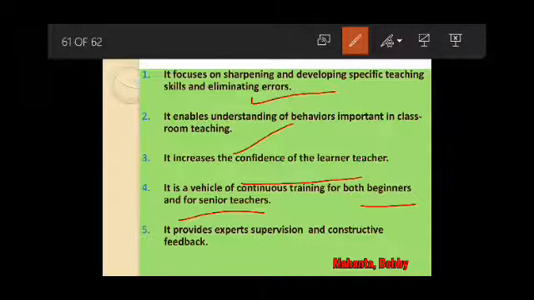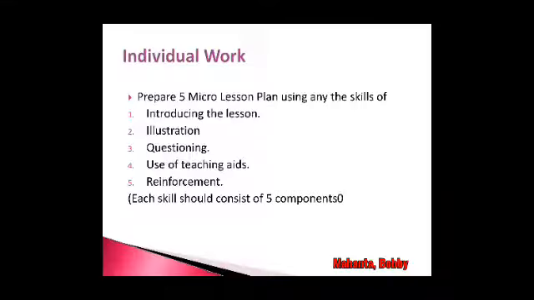And here it provides expertise, supervision and constructive feedback. So feedbacks are being given in a way to bring about improvement. It is not to criticize the trainee, but in order to bring about desirable improvement in the trainees. And for this, the observers themselves need to be trained observers, so as to give constructive feedback. Clear? So I hope it is clear.